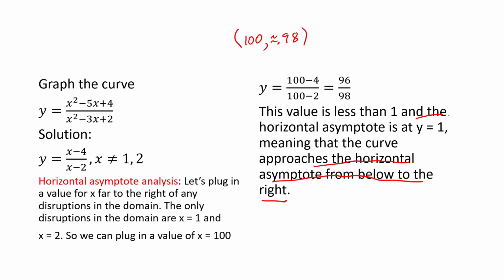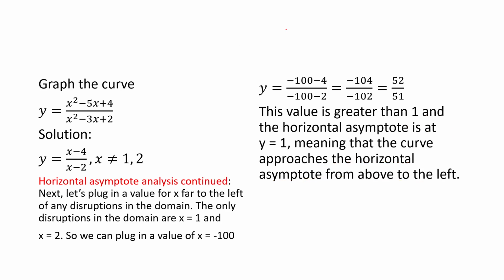And if you recall, the horizontal asymptote is at y equals 1. So when we say below, our y value is below a value of 1. Now we can go to the far left. We let x be a number like -100, and our y coordinate ends up being 52 over 51. That's barely greater than 1. So that means the curve's approaching the horizontal asymptote from above to the far left. Okay?